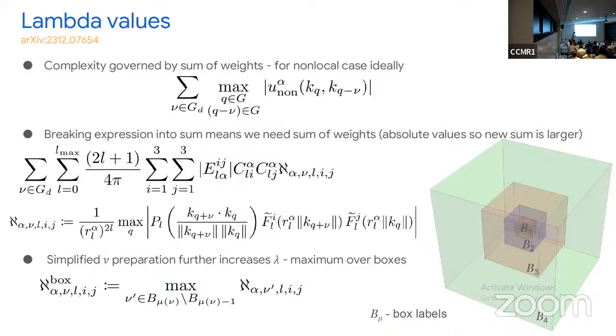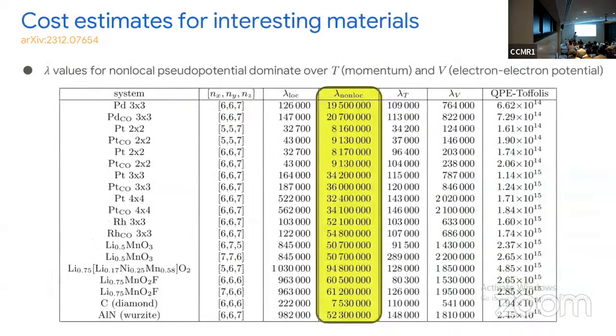So if we now look at the results for these materials, we're actually getting quite large values for the non-local pseudopotentials. This is the local pseudopotentials and then kinetic term and electron-electron potentials.